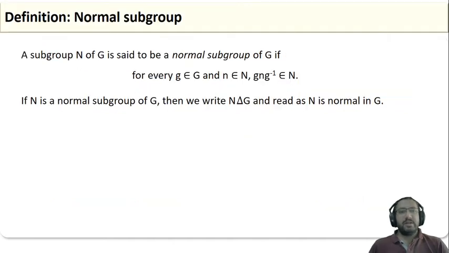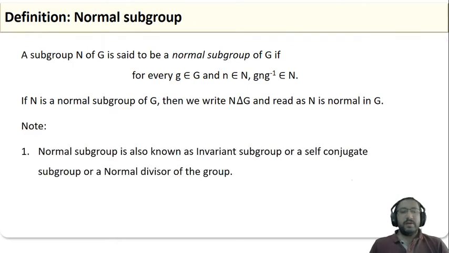Now define normal subgroup. A subgroup N of G is said to be a normal subgroup of G if for every g belonging to G and n belonging to N, g n g inverse should be in N. If N is a normal subgroup of G, we write N is normal in G. Note, a normal subgroup is also known as an invariant subgroup, a self-conjugate subgroup, or a normal divisor of the group.